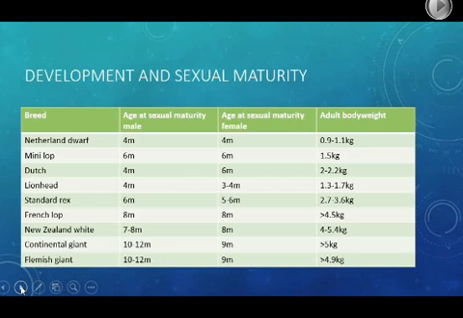It is not always similar as to which sex develops maturity first, and quite often in general, the females will become sexually mature before the males, but this is not always consistent, as you can see. So what we're looking at is combining our advice regarding neutering with the development of the specific breed.